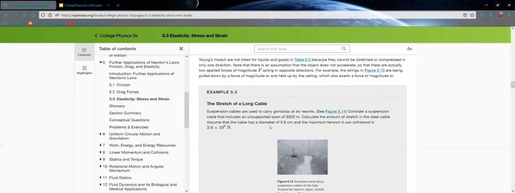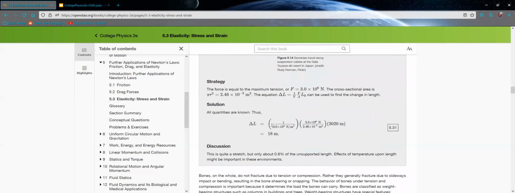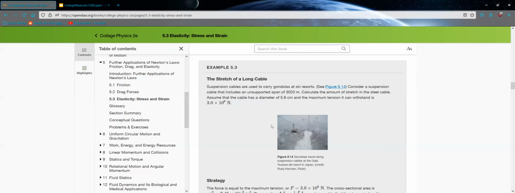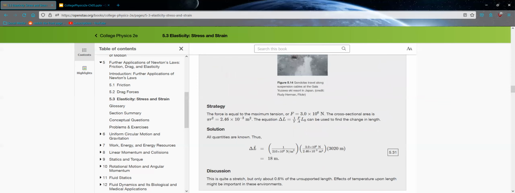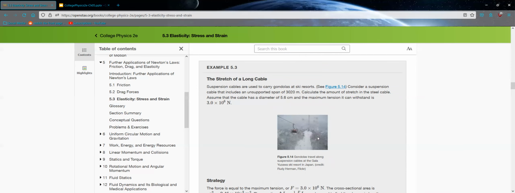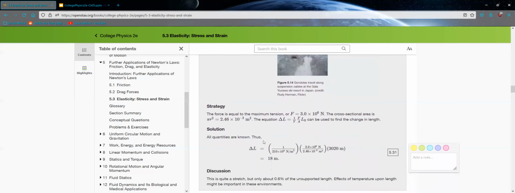So we're given knowns, and we're asked a question, and we need to find an equation that explains what's going on. The question being asked is, calculate the amount of stretch. Stretch is a change in displacement or a lengthening of something, right? So we are trying to solve for ΔL, a change in length. We are given a distance, we're given a diameter, and we're given a max tensional force. So what does this tell us?